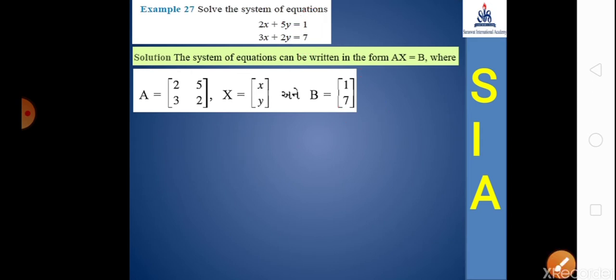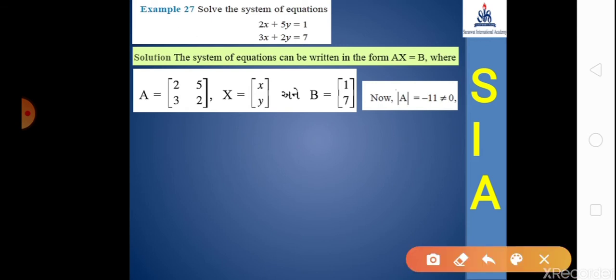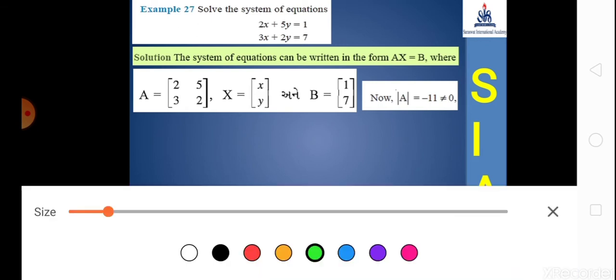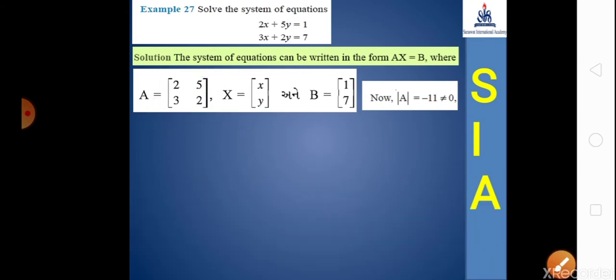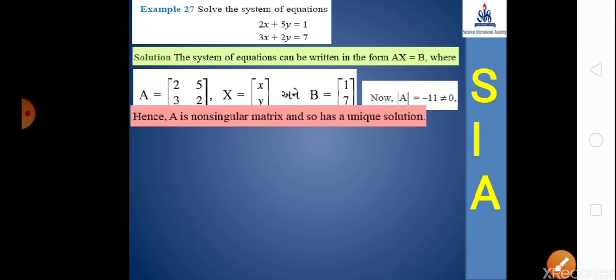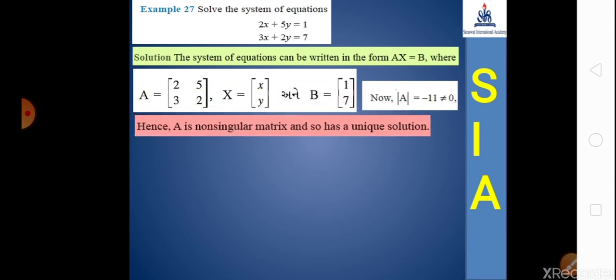After that I move to the inverse process, which you already know, students. First I find the adjoint and determinant of A. First check whether determinant A is equal to 0. No, it is non-zero. How does determinant A equal minus 11 come? Principal diagonal 2 times 2 is 4, minus 5 times 3 is 15, so you get minus 11. It is non-zero, so A is a non-singular matrix and a unique solution exists.